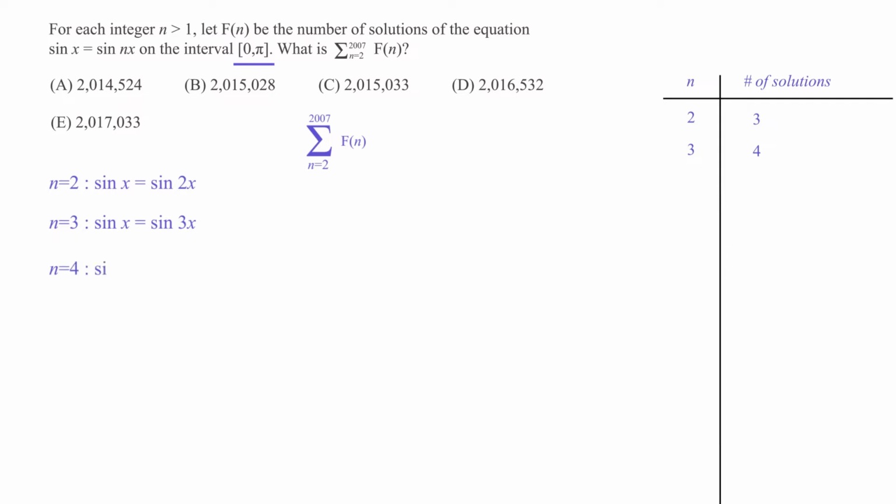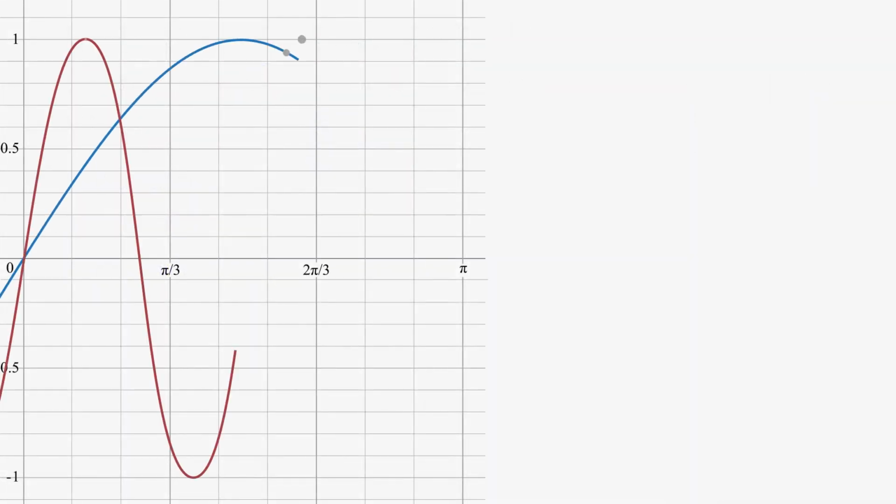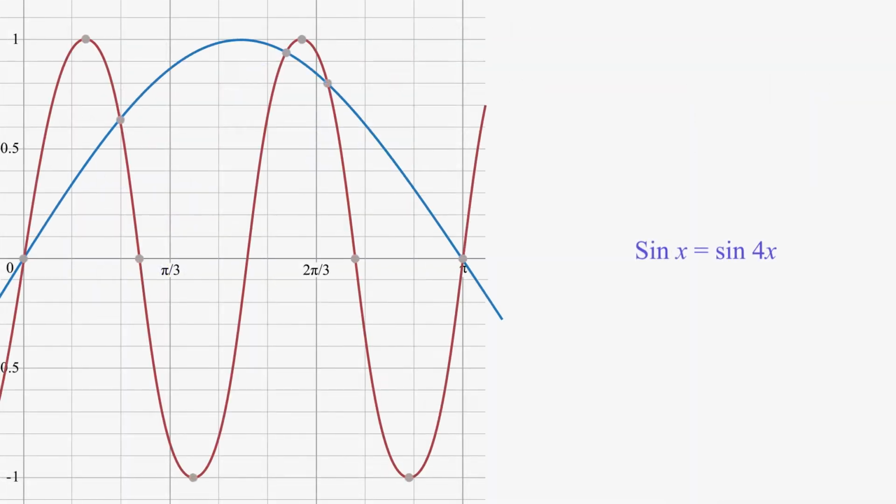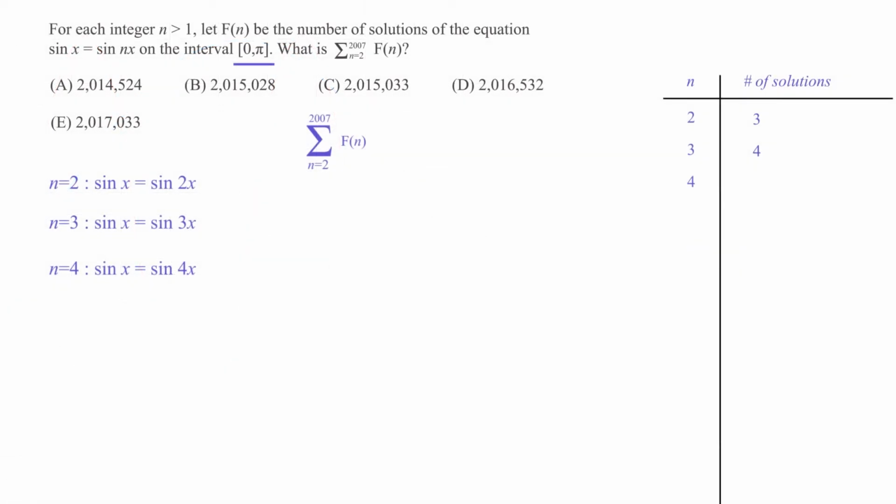Now, n equals 4. Sine of x is equal to the sine of 4x. How many intersection points? Here's the graph. The number of intersection points this time is 1, 2, 3, 4, and 5. So when n equals 4, we've got 5. Let's keep doing this.